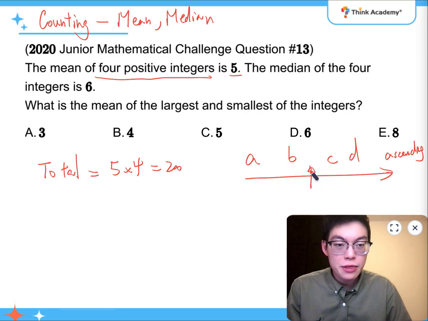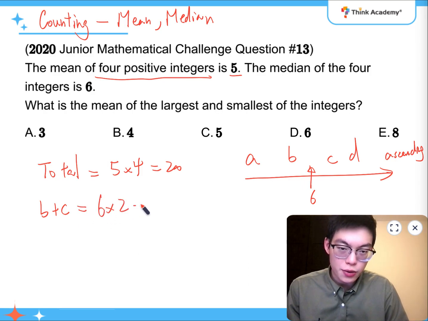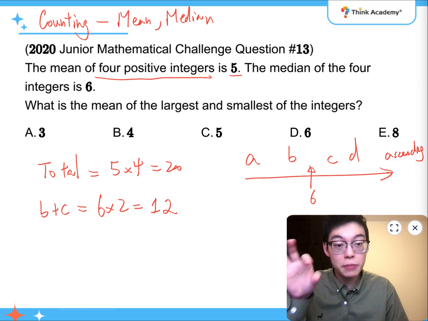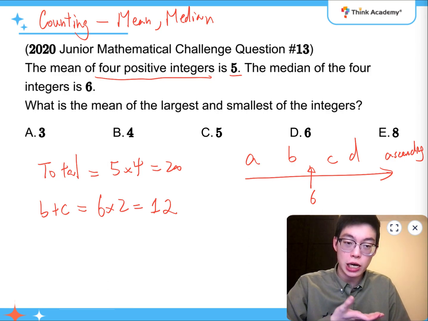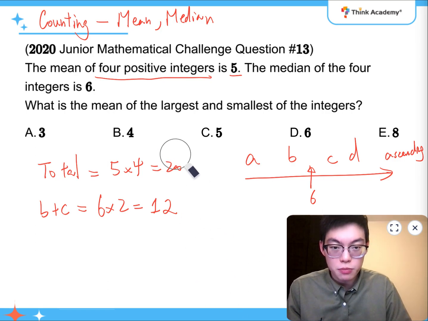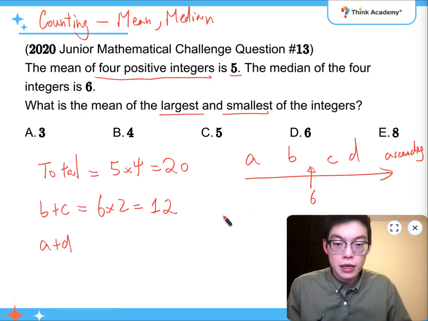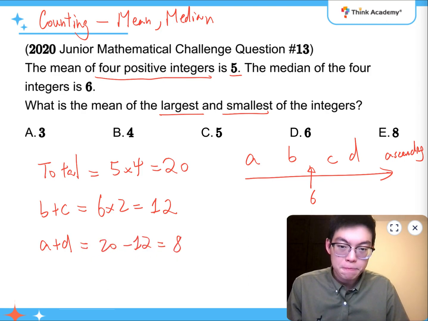it means that the median there is 6, which means B adding C is 6 times 2, that is 12. Does it make sense? Because I'm dividing B adding C by 2 to get 6. So reverse that calculation, you times 6 by 2, you know the sum of B and C. And we know that the total is 20. So it means A and D, which are the smallest and the largest numbers on both ends, are going to add up to 20, take away 12, which is 8.